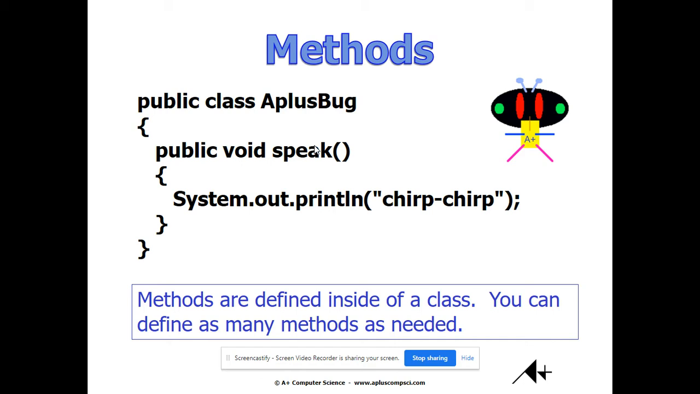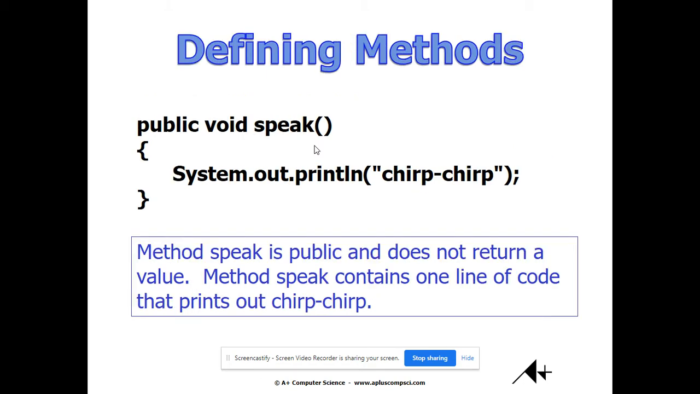You can define as many methods as needed. So maybe this bug doesn't just speak. Maybe it can fly. Maybe it can get stomped on. Bugs do lots of different things. And for each one of those things, you would have a specific method. Method speak is public and does not return a value. Method speak contains one line of code that prints out chirp chirp. So you see the word void? What that void means is that this method doesn't return a value. Some methods return values, some don't. We'll talk about that some more in a moment.